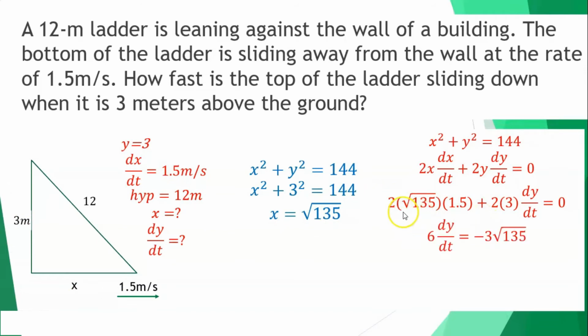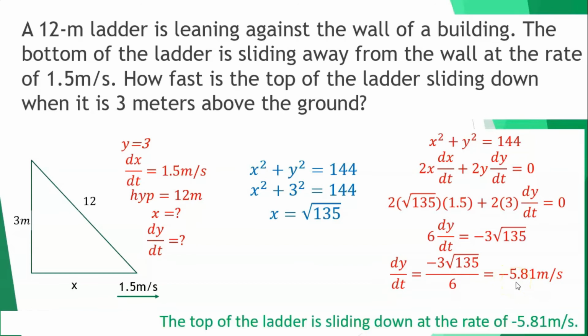Now, simplifying this, multiply, so this would become 3 square root of 135. Transfer to the other side, that would become negative 3 square root of 135. Dividing both sides by 6, so eventually dy/dt here is negative 5.81 meters per second. So the top of the ladder is sliding down with that rate.